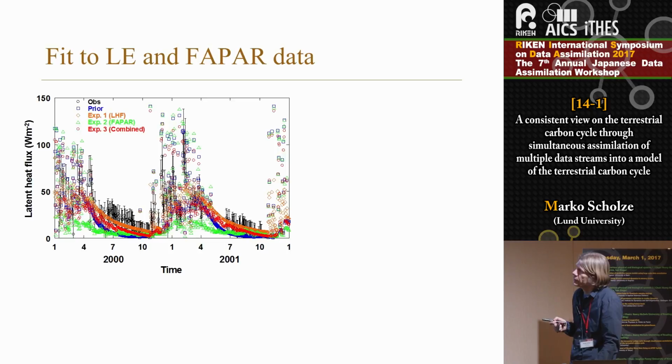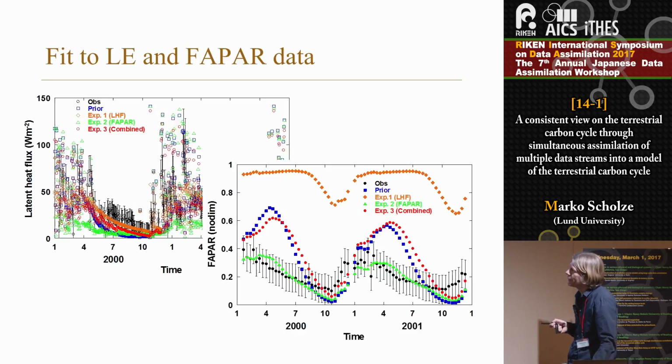And you can see that the fit to the latent heat flux is best when latent heat flux is assimilated. The same is true using the different data stream, the FAPAR data stream. You can also see when assimilating FAPAR only, the fit is best. But when assimilating FAPAR and looking at latent heat flux here, the fit is worst. So it's even worse than the prior. And when one assimilates both observational streams, we get a somewhat in-between result.